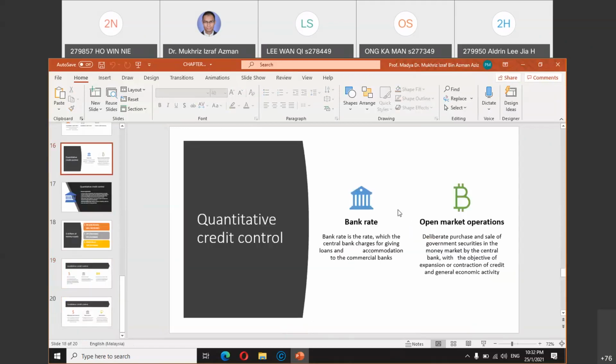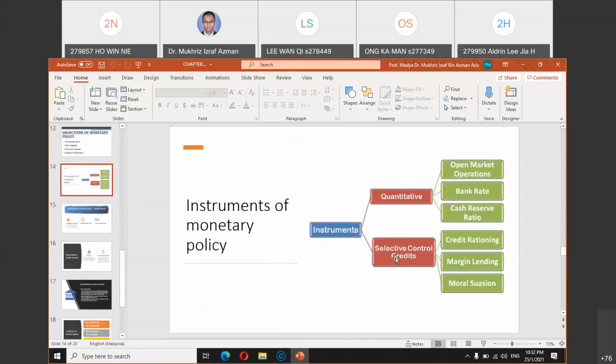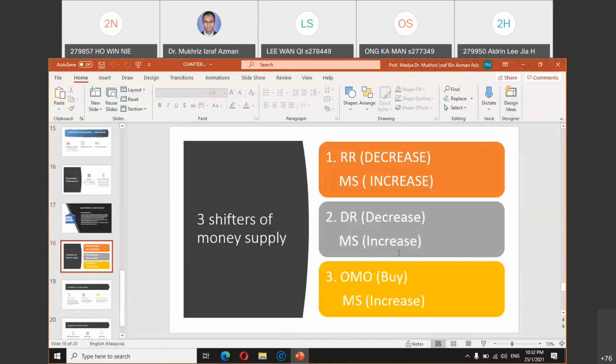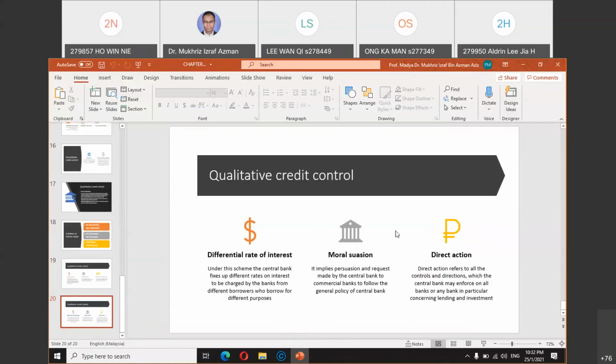Which is similar to selective control credit. So this is also known as the qualitative policy under central bank. What are the components within each of the functions, under qualitative versus quantitative? You need to know just the main components. Even if you don't really understand what it means, at least you should know the meanings of qualitative versus quantitative monetary policy.